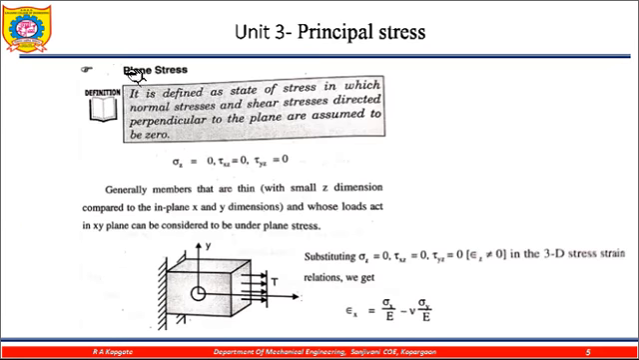Now we move on to the plane stress. What is meant by the plane stress? It is the state of stress in which the normal stress and the shear stresses directed perpendicular to the plane are assumed to be zero.